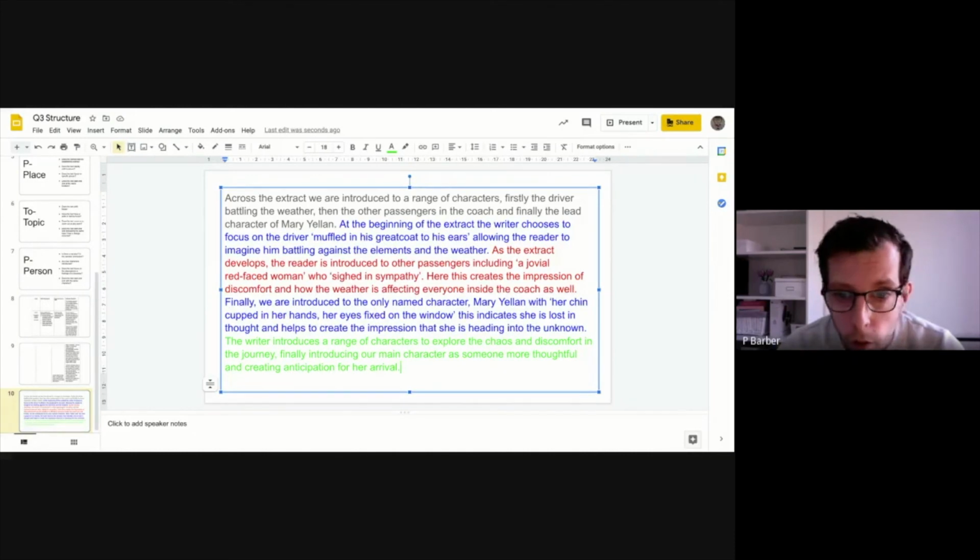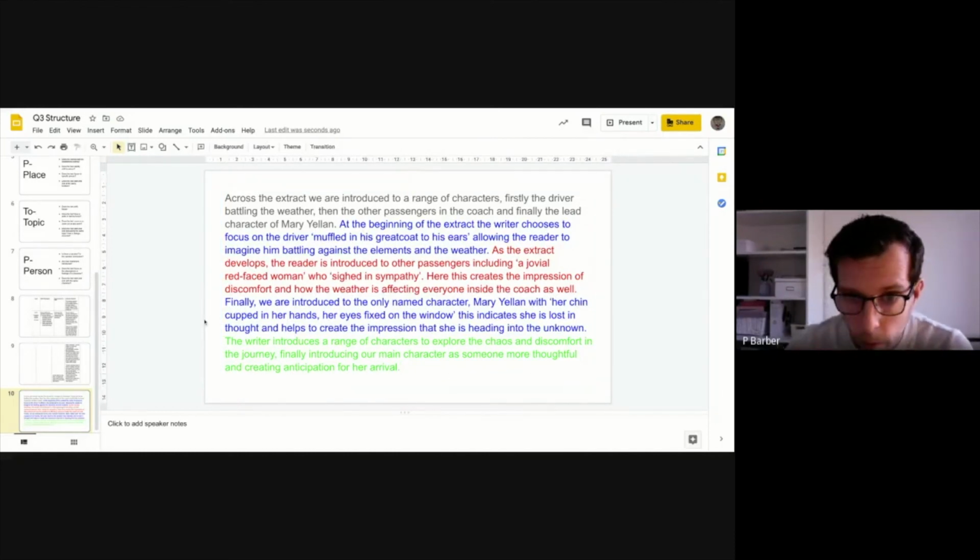Finally, we are introduced to the only named character, Mary Yellen, with her chin cupped in her hands, her eyes fixed on the window. This indicates she's lost in thought and helps to create the impression that she's heading into the unknown. The writer introduces a range of characters to explore the chaos and discomfort in the journey, finally introducing our main character, someone more thoughtful, and then creating an anticipation for her arrival.